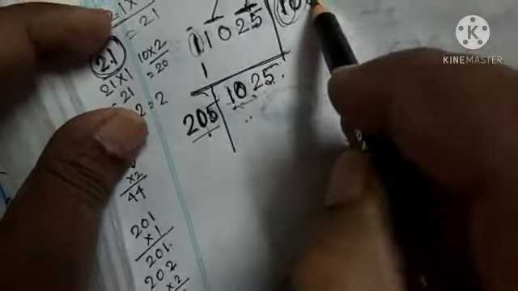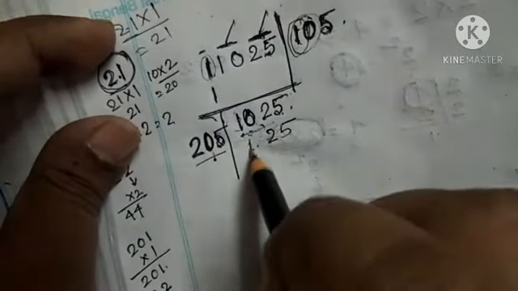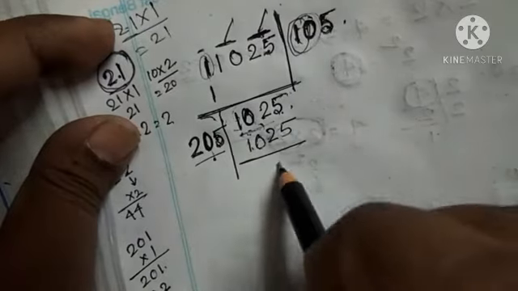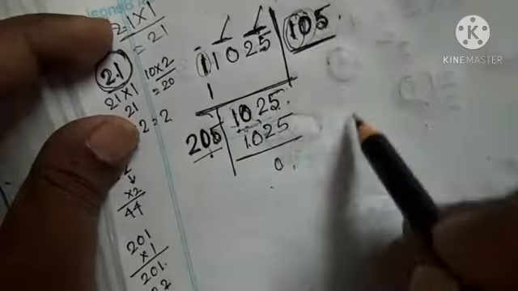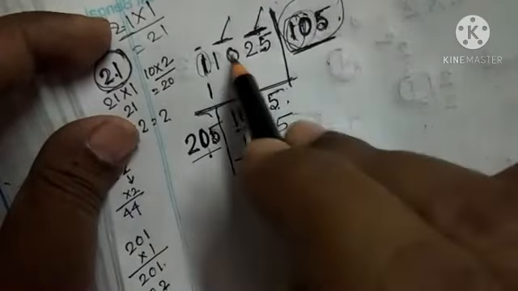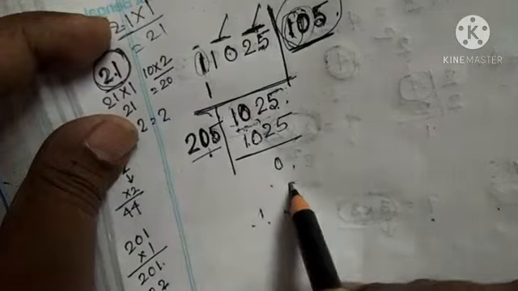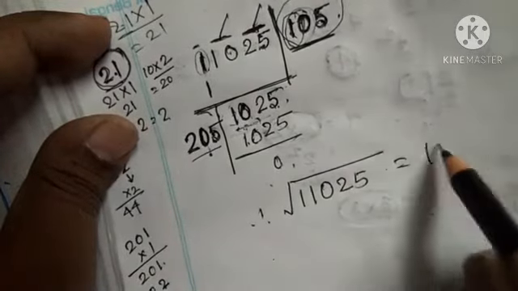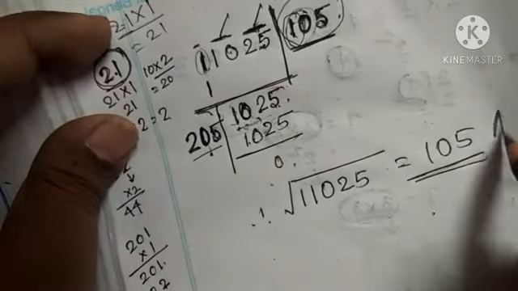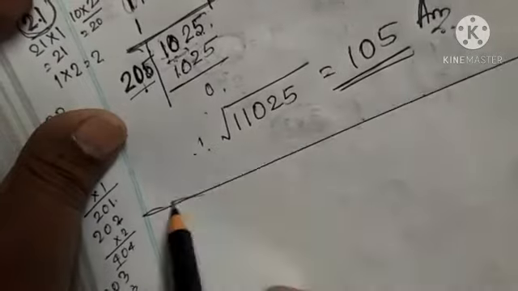205 multiplied by 5, therefore 25 and 10. The remainder is 0. Therefore this is the square root of the number 11025. Therefore root over 11025 is equal to 105. This is the answer.